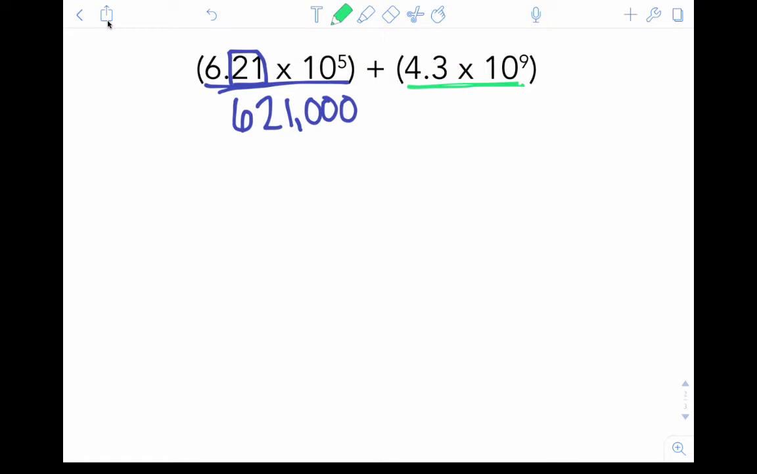Okay, next I'm going to convert 4.3 times 10 to the 9th. Once again, 9 is positive, so I'll move my decimal point to the right 9 spots. I have one number already to the right of my decimal place, which means 9 minus 1 is 8, so there's going to be 8 zeros after this.